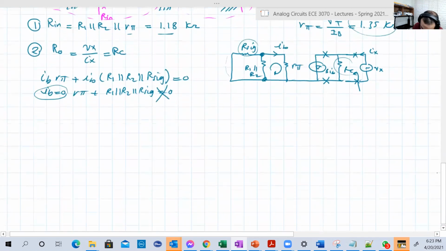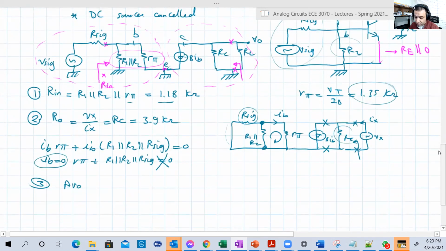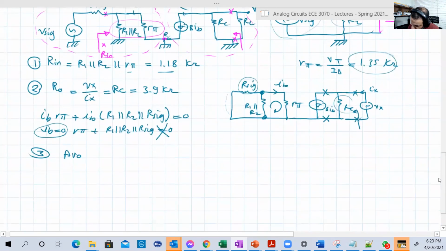Now number 3. RC, of course, is known. So RC is 3.9 kilo ohms. Now AV naught. For AV naught, it's VO over V input without R load. So I'm going to have the circuit like this: RC, and there is no R load, beta IB.